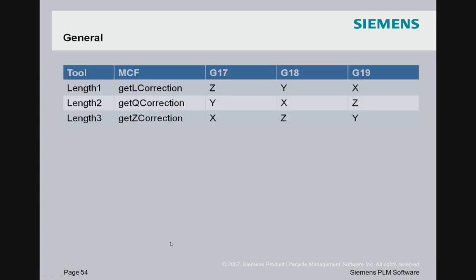What also gets relevant here are the working planes. On a G17, which is typically active on a milling machine, the length of the tool gets compensated in Z direction, and should you have turning tools or probing tools, then X and Y are compensated in the other directions. On G18 the length gets compensated in Y direction, and on G19 in X direction, and the others change accordingly.